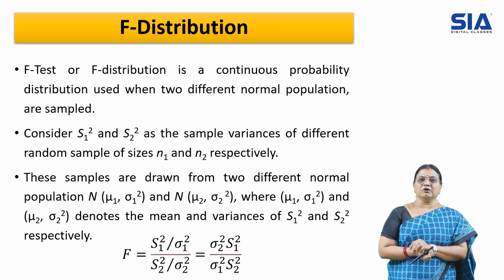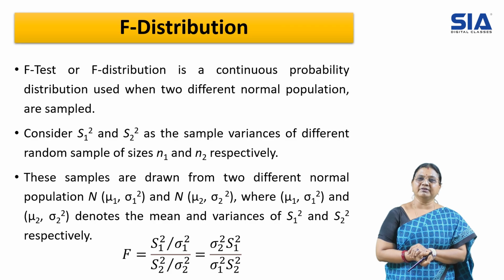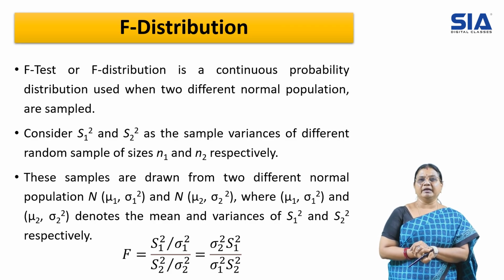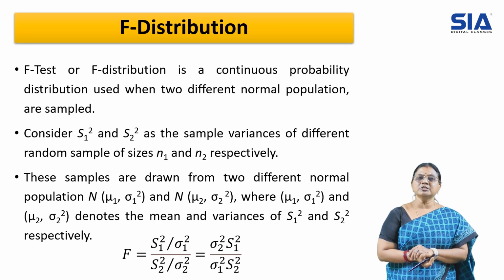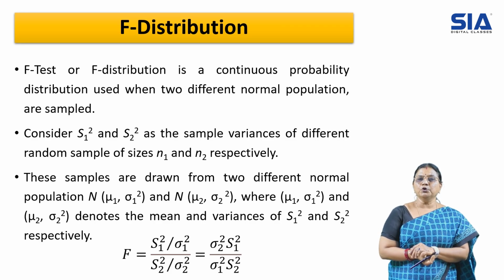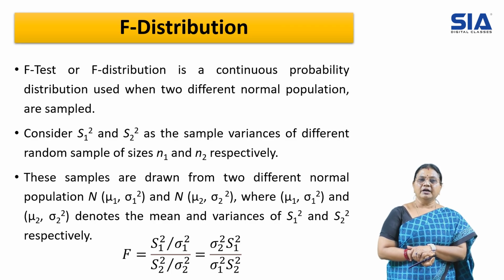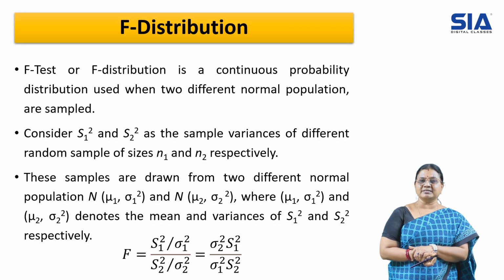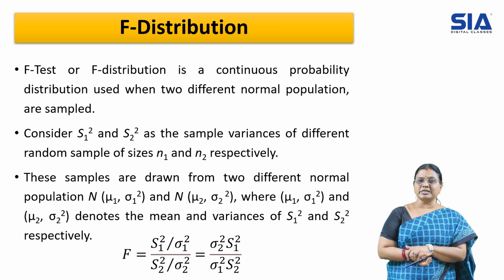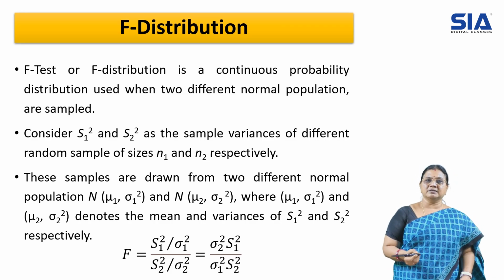The t-test is one of the statistical techniques we use for testing the difference between the variables. The f-distribution is a continuous probability distribution used when two different normal populations are sampled. So consider variance 1 and variance 2 as sample variances of different random samples of sizes N1 and N2 respectively.